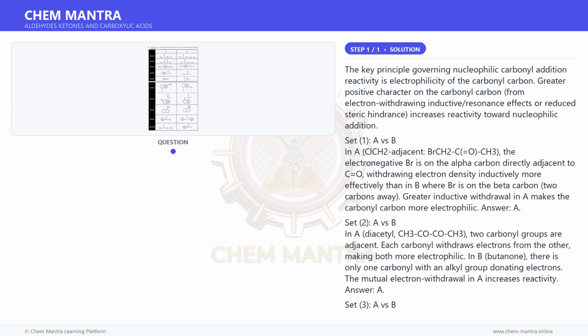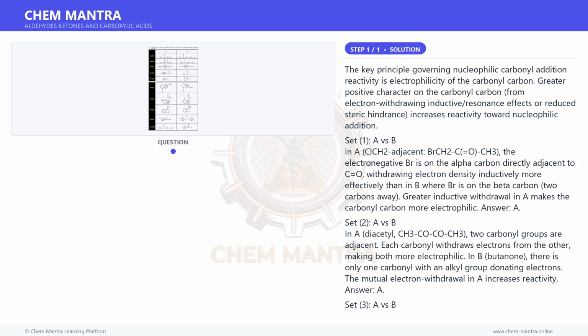The key principle governing nucleophilic carbonyl addition reactivity is electrophilicity of the carbonyl carbon. Greater positive character on the carbonyl carbon from electron withdrawing inductive or resonance effects, or reduced steric hindrance, increases reactivity toward nucleophilic addition. Set 1, A versus B.